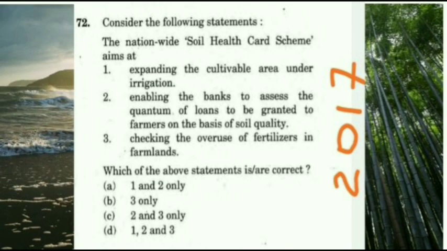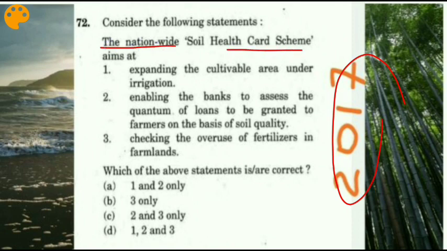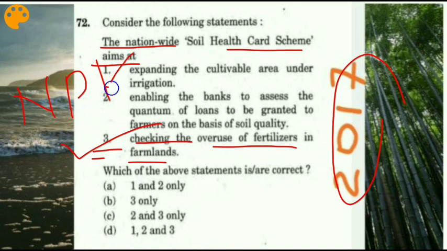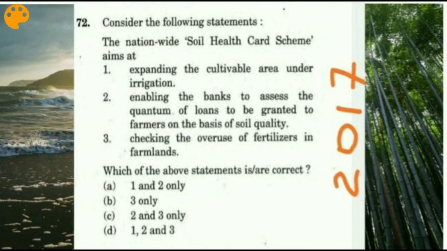So let's understand the question which was asked in Prelims 2017. The nationwide soil health card scheme aims at... Let's read out option 3: checking the overuse of fertilizers in farmlands. So this is actually a correct option. It checks the NPK ratio, that is nitrogen, phosphorus and kalium, that is, potassium. That is the main aim, and after that it also finds out other minerals present in the soil, so the right answer would be 3.